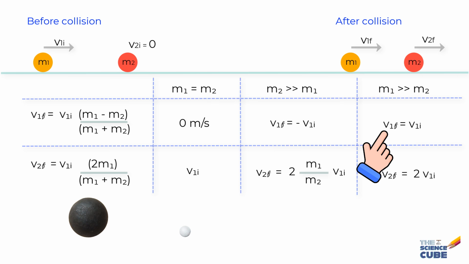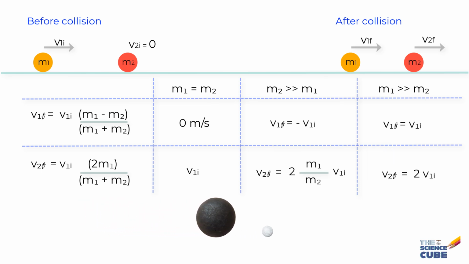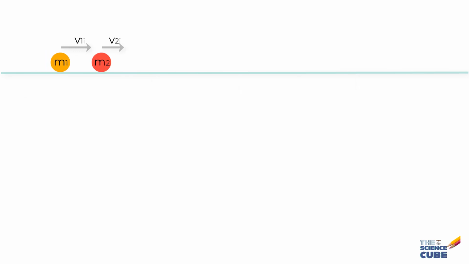Basically, this equation tells us that the cannonball simply keeps rolling on, hardly slowed by the collision, and body 2, that is your golf ball, moves ahead at double the speed of the cannonball. Now, let us take a situation where you have a moving target. That is, both the bodies are moving.